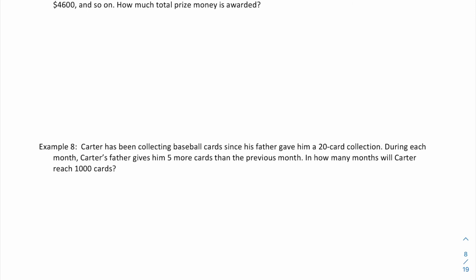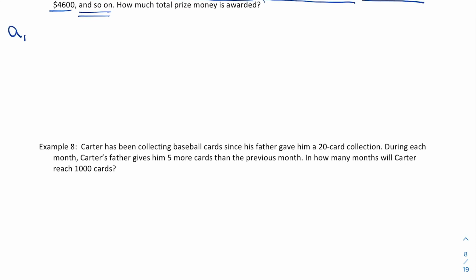So we have a video game tournament where gamers compete in multiple games and accumulate an overall score. It pays the top 20 finishers. So you're going to get a prize if you're in the top 20, 1 through 20. First place receives $5,000. That's going to be important. Second place receives $4,800. Third place receives $4,600, and so on, which means that the pattern is going to continue.